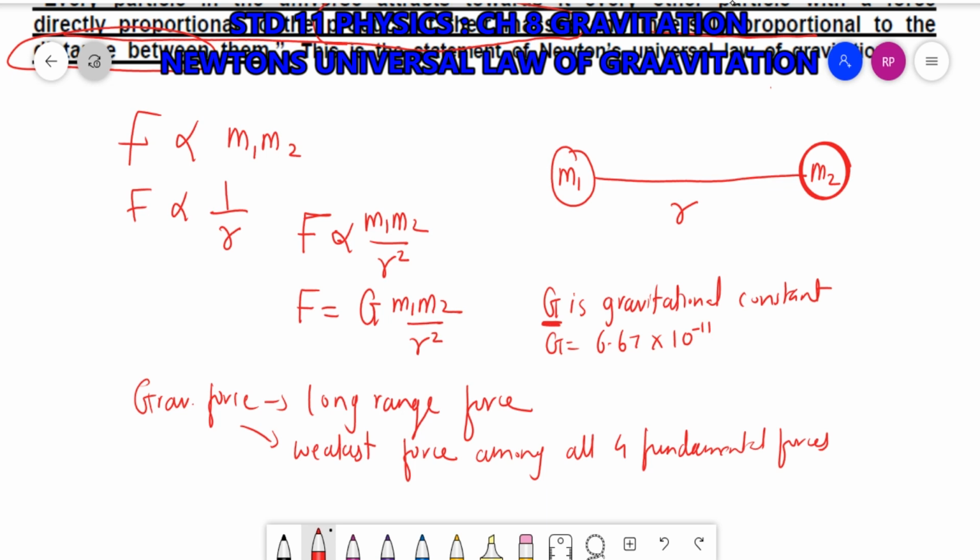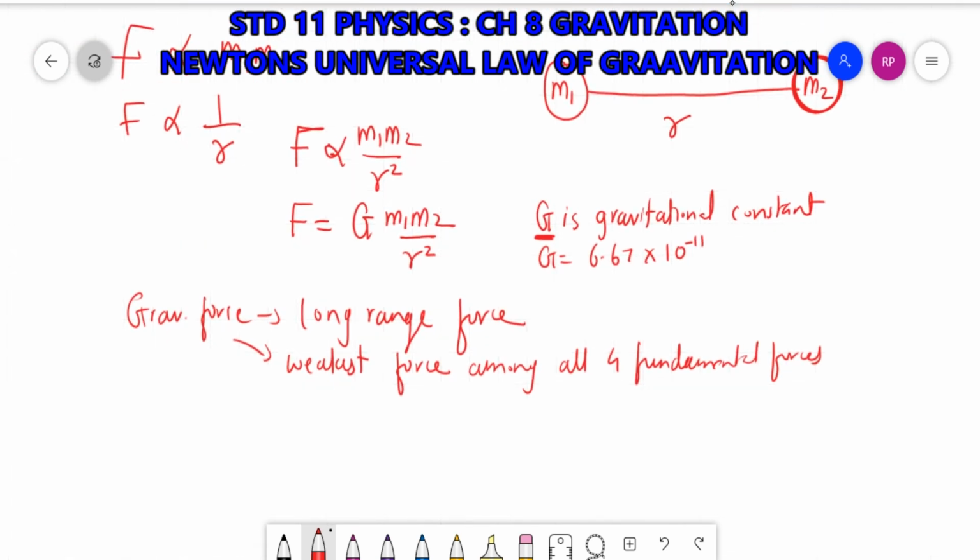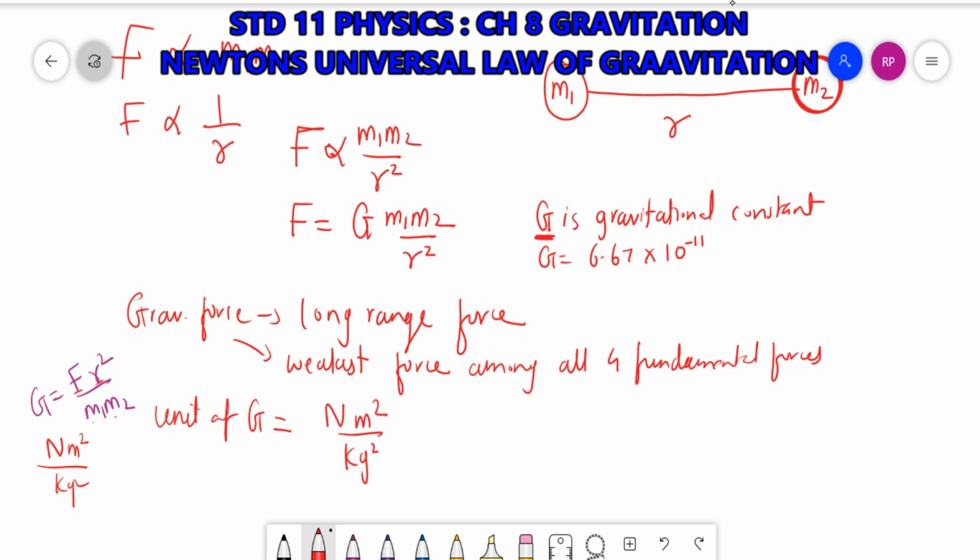If I want to find the unit of G, I can see that F is equal to G m1 m2 by r square, so G will be equal to F r square upon m1 m2. The unit of force is Newton, the unit of r, that is distance, is meter square, and m1 m2 is kg square. So the unit of G is Newton meter square per kg square.